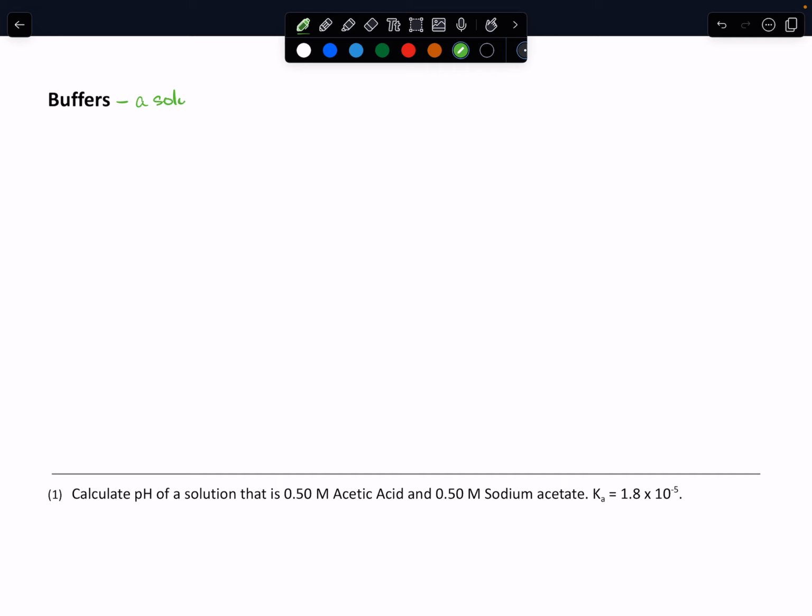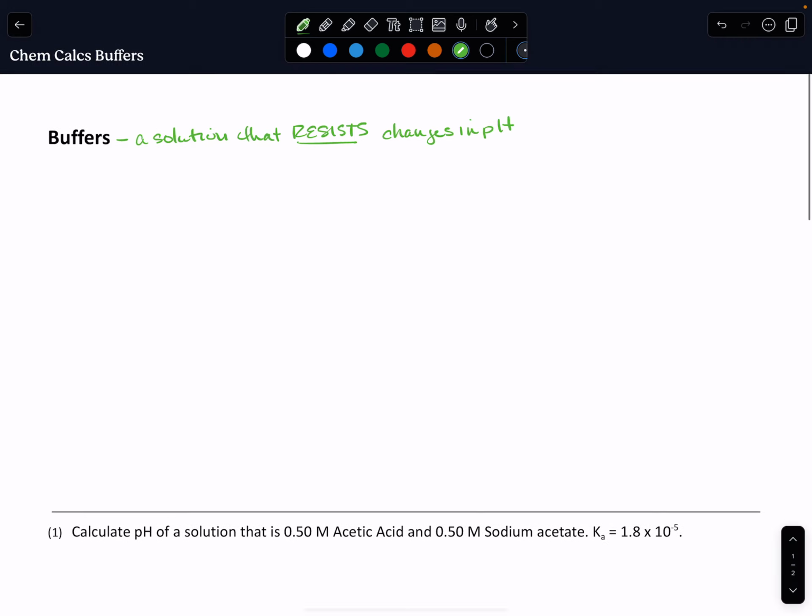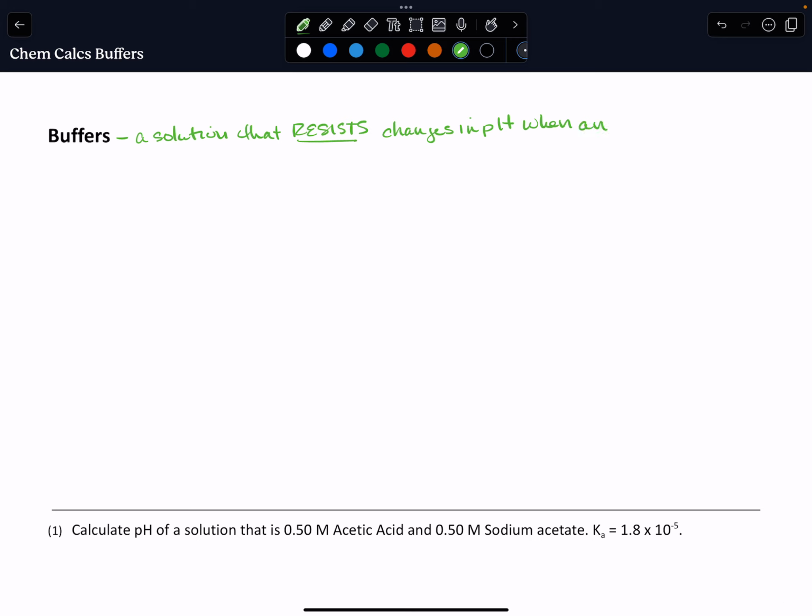A buffer is a solution that resists changes in pH when an acid or base is added. All right, so if you have a solution and you add some acid and the pH stays relatively stable, or you have a solution, you add some base and the pH stays relatively stable, then you have a buffer. It is buffering that addition.